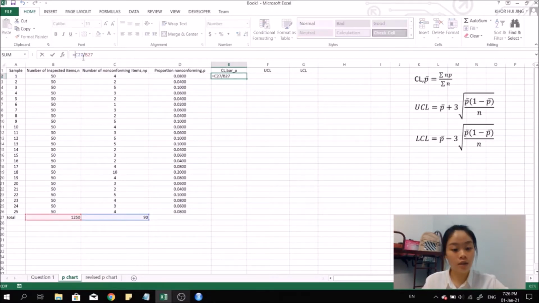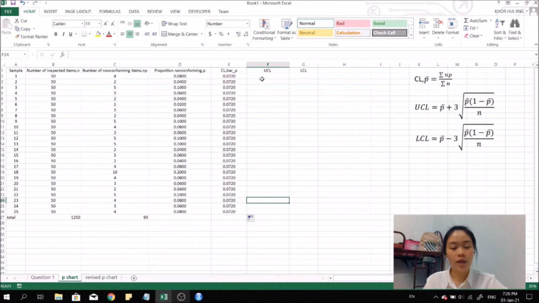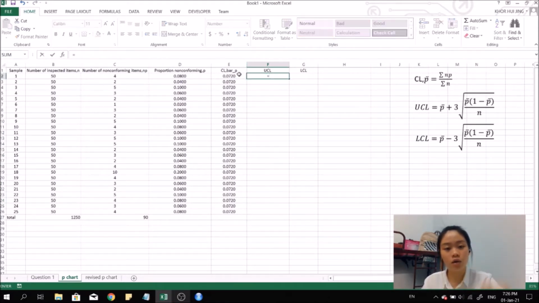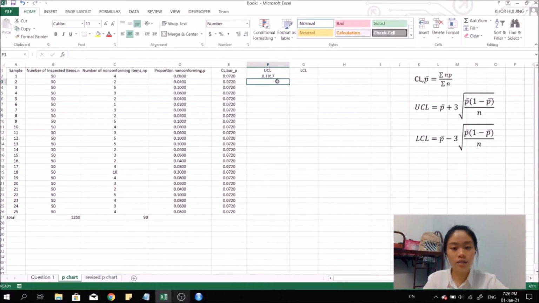I freeze the number over here because I want to drag all the way down. So drag all the way down to the number of 25, and this is our bar P. Then we need to calculate the upper control limit, which is equal to bar P plus 3 times SQRT, square root of, open bracket, bar P times 1 minus bar P, close the bracket, divided by N, and close the bracket. So this is our upper control limit.